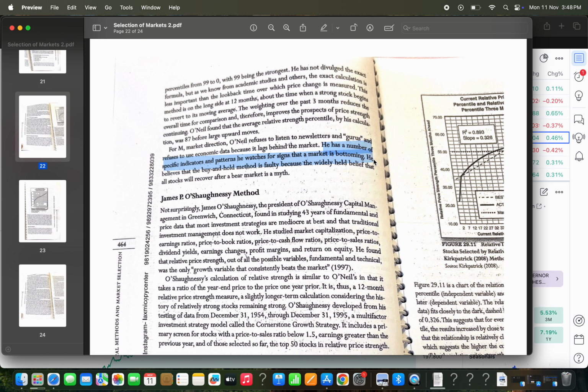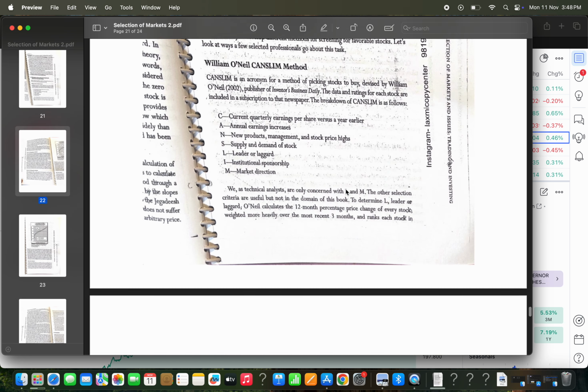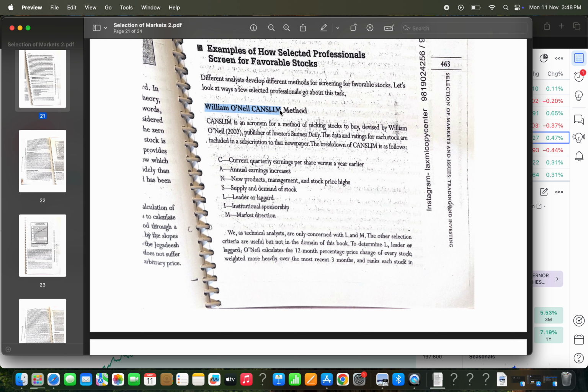He has a number of specific indicators and patterns. He watches for signs that a market is bottoming. He believes that a buy and hold method is faulty because the widely held belief that all stocks will recover after a bear market is a myth. So this is the William O'Neill CAN-SLIM method, where C is current quarterly earnings as compared to the last one, A is annual earnings increases, N is new products, S is supply and demand, L is leader or laggard, I is institutional sponsorship, and M is market direction.